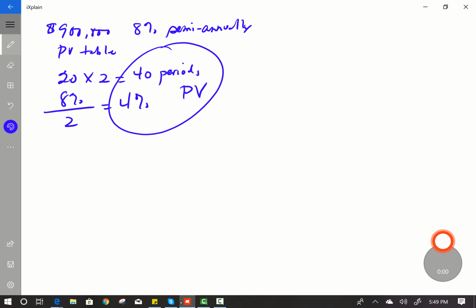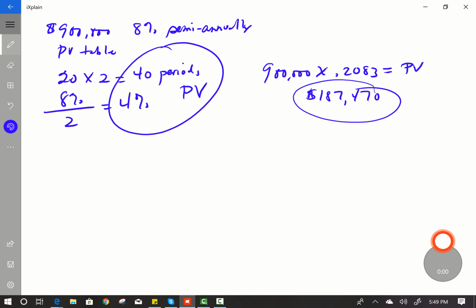So we'll take 900,000 and multiply it times the corresponding factor of 40 periods and 4% on the present value table of 0.2083. And that will equal the present value of $187,470. So today she must invest $187,470 if she wants to get $900,000 in 20 years at 8% interest compounded semi-annually.